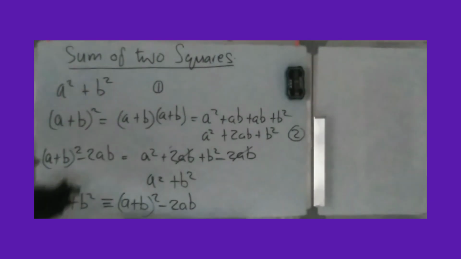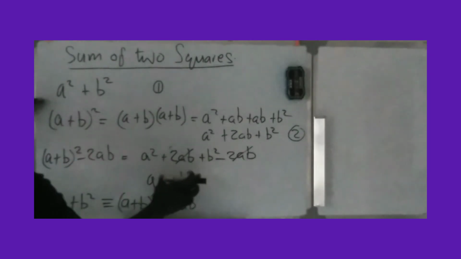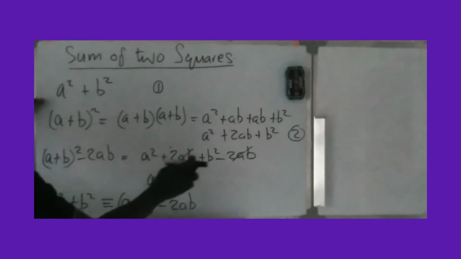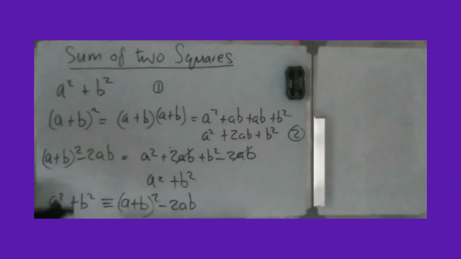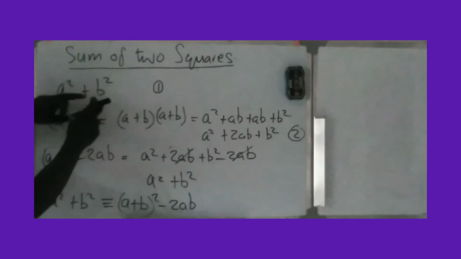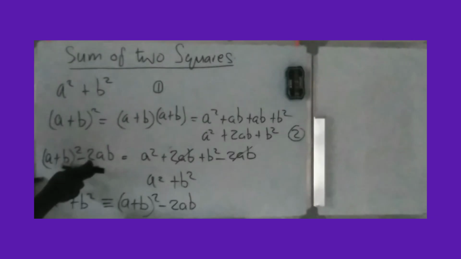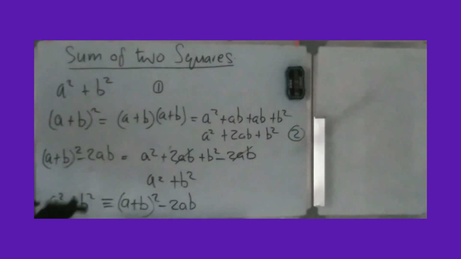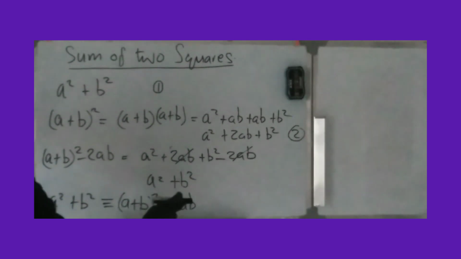So that means if I was to take this expression and subtract 2ab, I would get this one here, which boils down to just a squared plus b squared. So therefore, a squared plus b squared must be equal to this one squared with a 2ab subtracted from it. So we ended up with an identity. A squared plus b squared is identical to a plus b all squared minus 2ab.